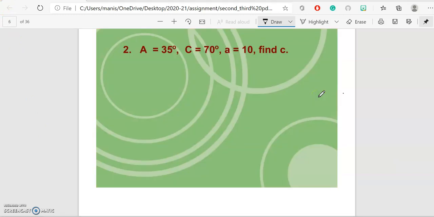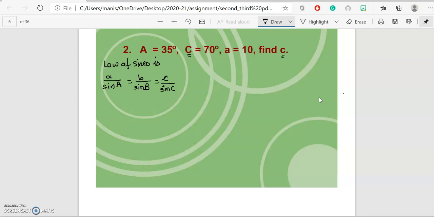If uppercase A is 35 degrees, uppercase C is 70 degrees, find lowercase a and lowercase c. So my step number 1, I will write my law of sines. Law of sines is A over sine A is equal to B over sine of B is equal to C over sine of C. Please pay proper attention when you are using lowercase c or uppercase C. This is uppercase C, this is lowercase c.